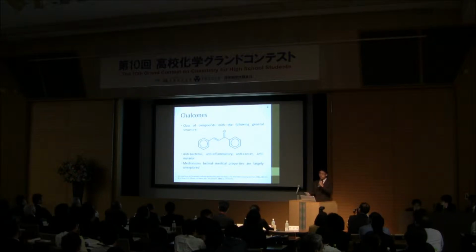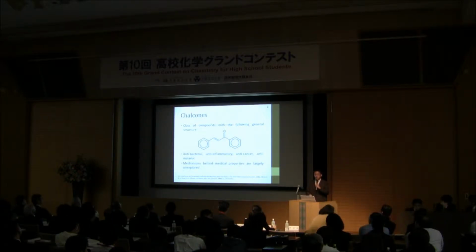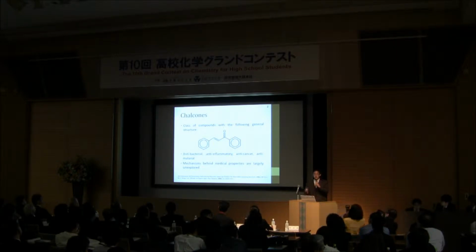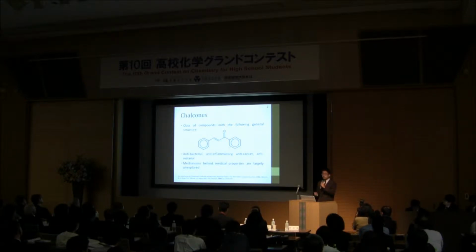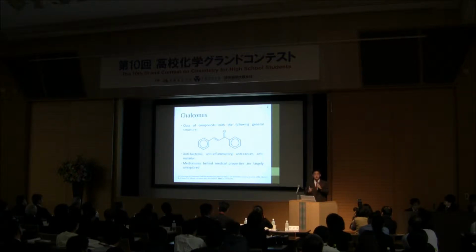So first, let me introduce this project. We are mainly dealing with two compounds, chalcones and osmium carbonyl clusters. The first compound, chalcones, are basically a class of organic compounds with the following chemical structure. They are shown to have great medical potential as they have antibacterial, anti-inflammatory, anti-cancerous, and anti-malarial properties. However, their usage in these areas has been limited, as the mechanisms behind these properties are largely unexplored.